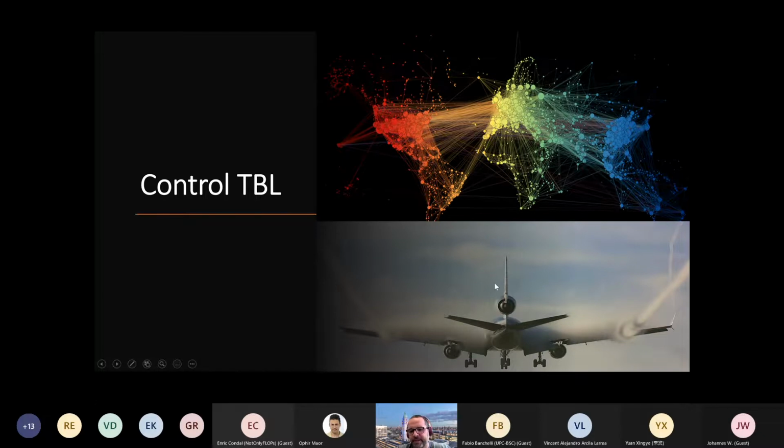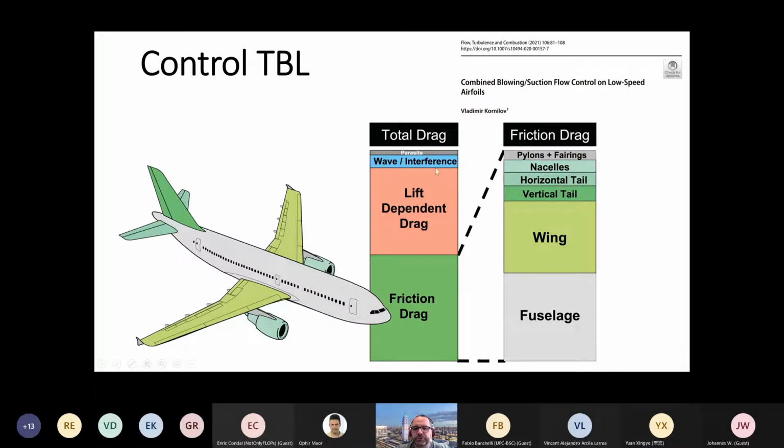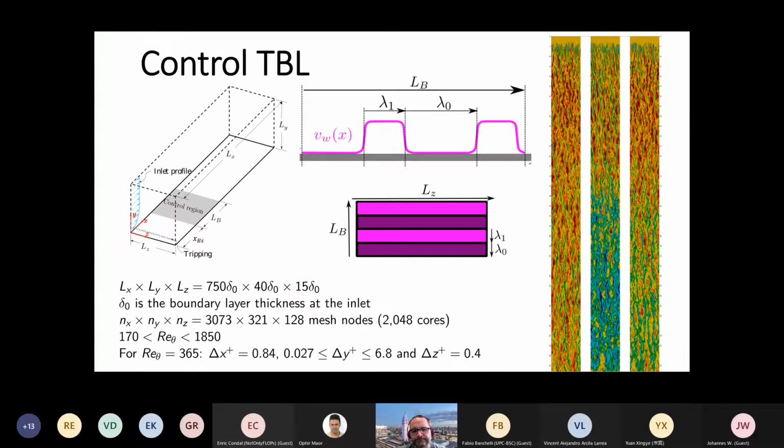Another example is the flow around moving vehicles, in particular planes. One of the main issues, of course, is that when you are going through the air, you have four forces. You have the thrust, you have the gravity, you have the lift, and you have the drag. The drag is a force that is slowing down the aircraft. It's the resistance of the air. The air is trying to fight the aircraft. So we need to find ways to reduce the drag.